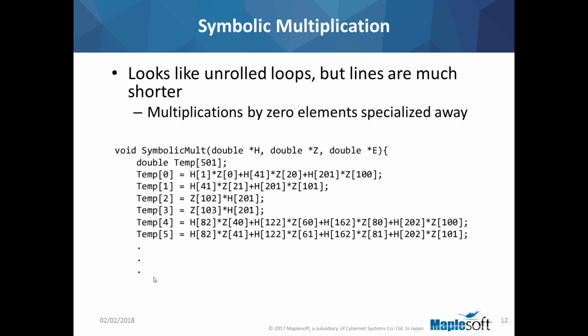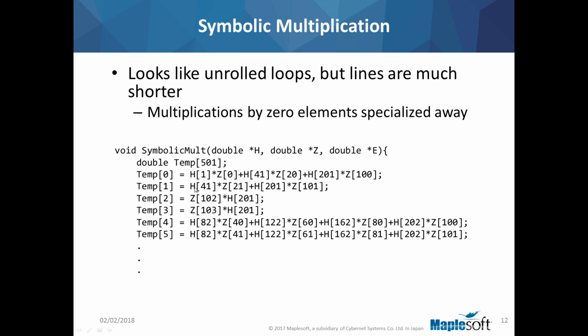And finally, there's the symbolic multiplication. So it looks like the unrolled loops, but the lines are much shorter. And this is because the elements that we know are 0 have already been simplified away, because multiplication by 0 just gives you 0, and addition with 0 doesn't change anything. So we can see that in that temporary T matrix, the expressions for the entries are much shorter.